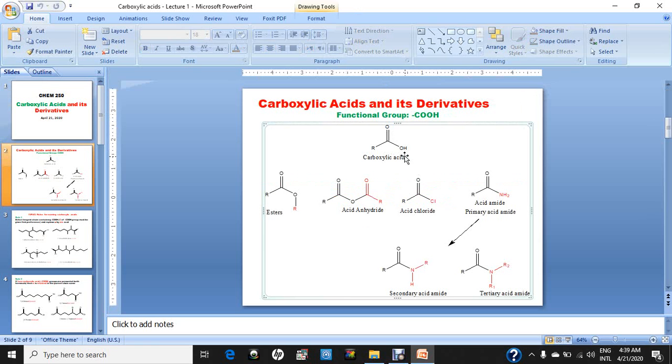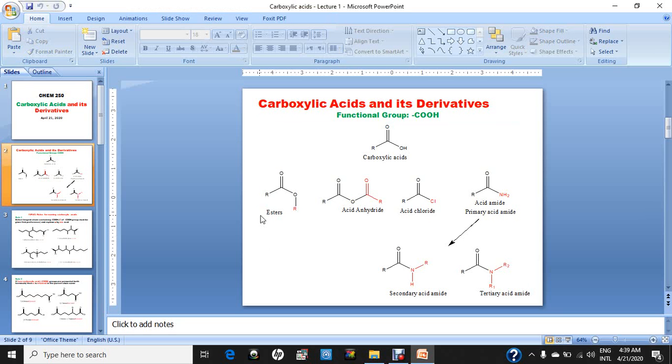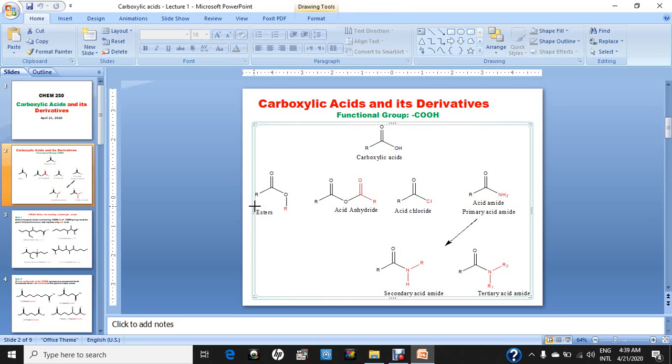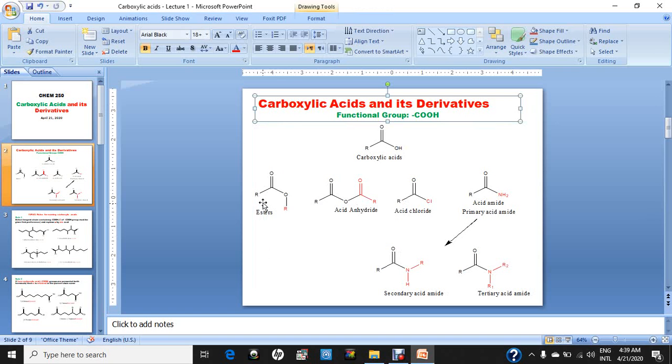Now if the H of this carboxylic acid is replaced by any other alkyl group R, we can say this is an ester, because we now have two R groups: RC double bond OR. This R may be the same, it may be different. So when this one hydrogen is replaced by R, it becomes an ester.